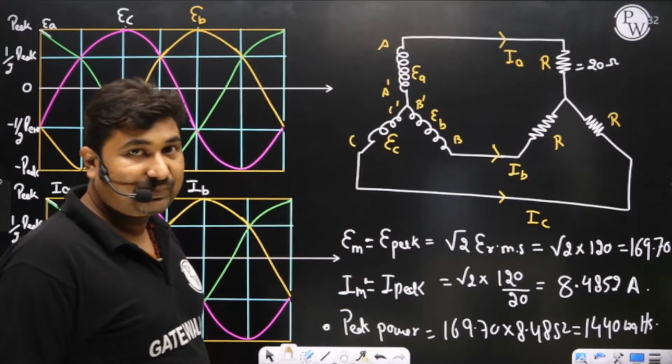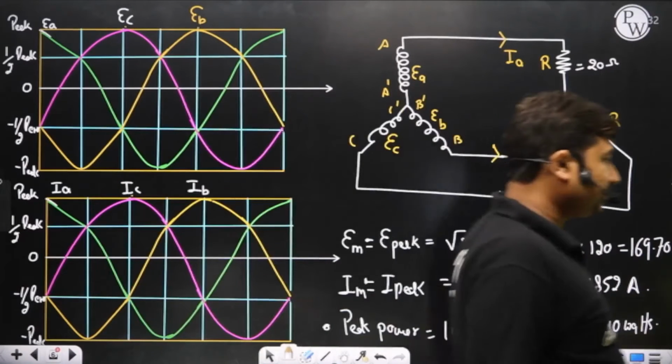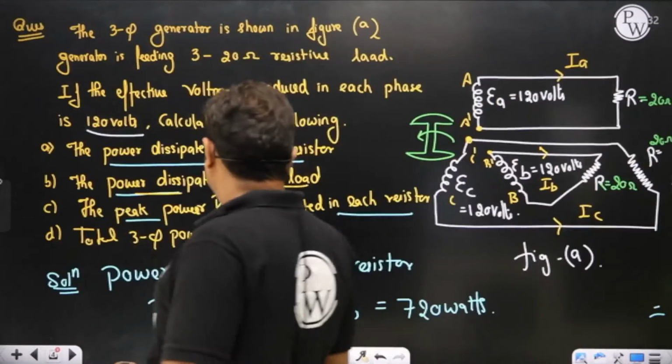Please see, this is the peak power. What is the three-phase power taken by this circuit? The three-phase power taken by this circuit is, sir, the RMS value of the voltage into the RMS value of the current. Can I represent it in that way? Yes, sir.